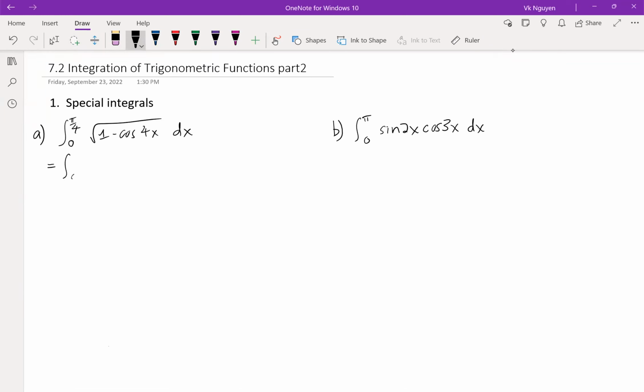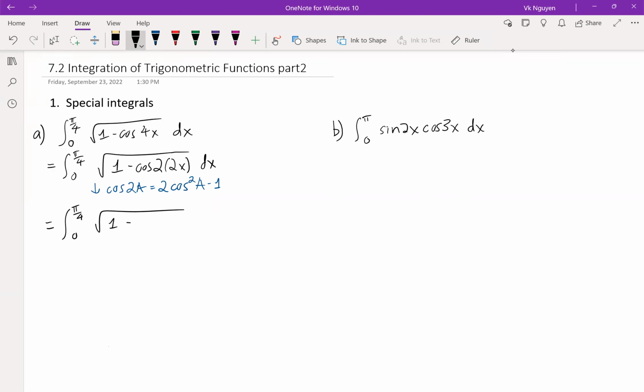Okay, so we have the integral from 0 to pi/4 of the square root of 1 minus cosine of 2 times 2x dx, and use the identity: cosine 2a is 2 cosine squared a minus 1. This gives us the integral from 0 to pi/4 of the square root of 1 minus (2 cosine squared of 2x minus 1) dx. 1 minus minus 1 is plus 1.